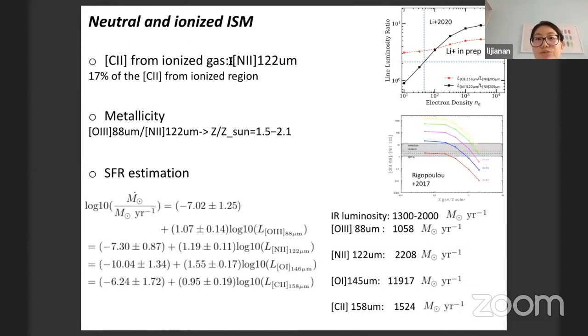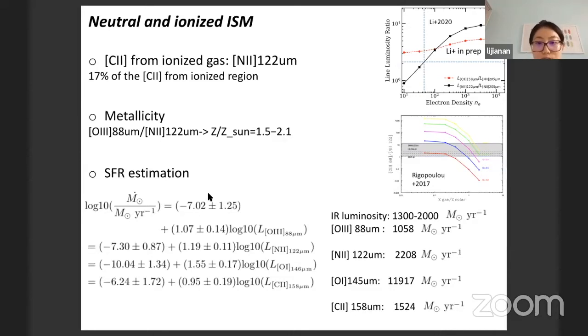From the nitrogen-2 line, we also derive that less than 17% of the C+ is from the ionized gas region. This is also in agreement with the lower ionized gas fraction derived from the line ratio analysis. Because the oxygen-3 to nitrogen-2 line has a dependency on the metallicity, this line can be used to estimate the metallicity. From these two luminosities, we derive a metallicity of 0.5 to 2 times solar. This means that this redshift 6 quasar is already metal enriched, with solar metallicity.